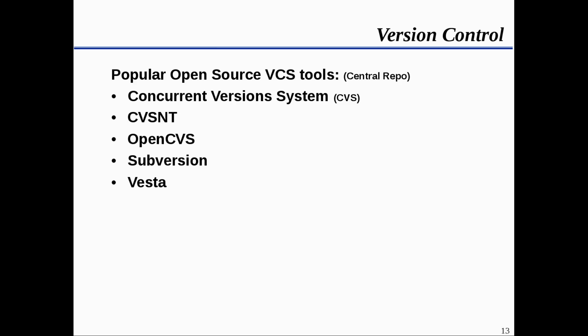Here are some other popular central repository VCS tools. We have the Concurrent Versions System, CVSNT, OpenCVS, Subversion, and Vesta. Subversion is probably the most popular one out of this. There's another one called Perforce, and I actually use that at Lockheed.